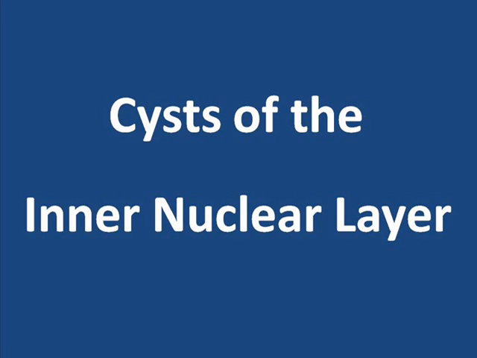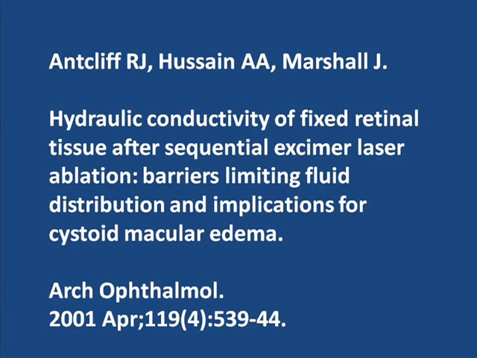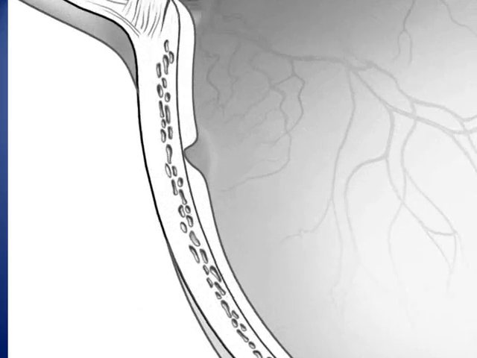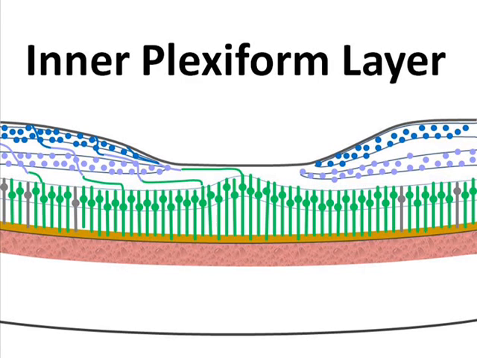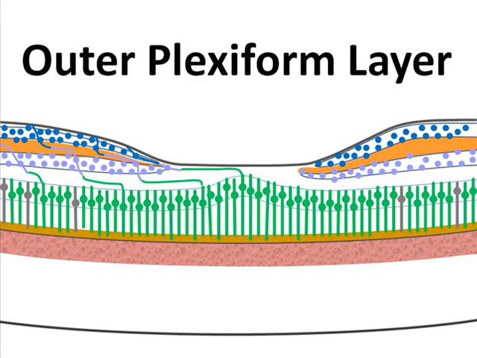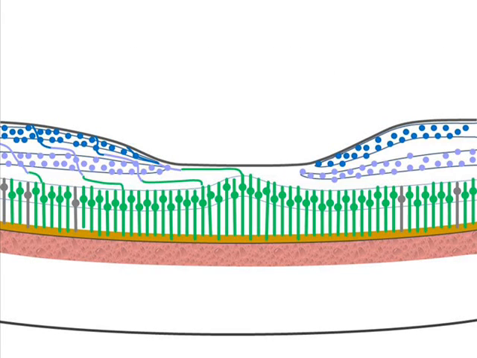In regard to the cysts typically found in the inner nuclear layer, Antcliffe and fellow researchers found that at least 2 layers of the retina tend to resist the vertical movement of water in the retina more than the other layers. Those layers are the inner plexiform layer and the inner portion of the outer plexiform layer. In these layers, many types of cells make intertwining and enfolding connections which are thought to slow down the movement of water. This helps to explain the characteristic formation of cysts in the inner nuclear layer.